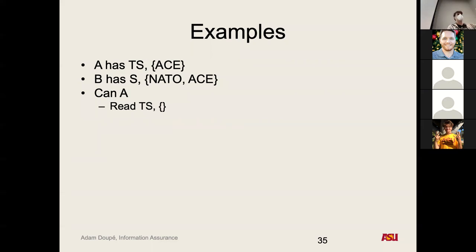So did the security levels pass? Is it a read down? So I have top secret, the document has top secret, I can read it. So I have ACE, am I getting access to any information that is greater than my security level outside of ACE? No, because it's an empty set, it has no classification. If it doesn't have any classification, it means it can be read by anyone at that security level.